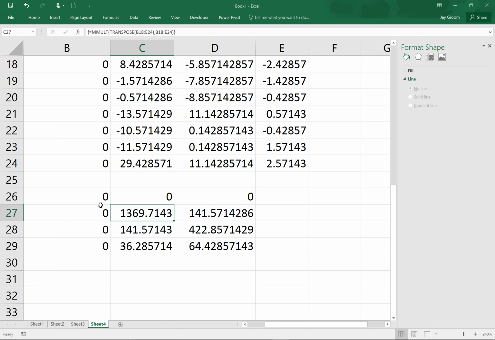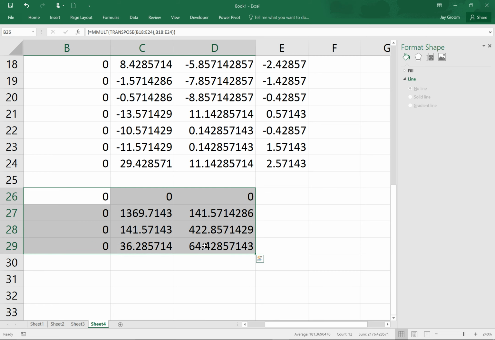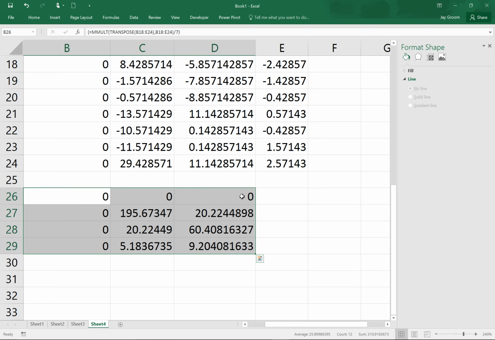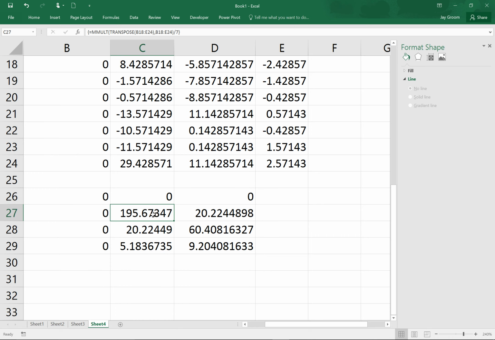Okay, what did I forget to do? Darn it, hang on just a minute, I forgot to do something. Divide by 7. Oh, shoot. Yes, you can if you hit Control-Shift-Enter, there you go. This is the variation of my stress at home. This is the variation of my stress at, oh, shoot!